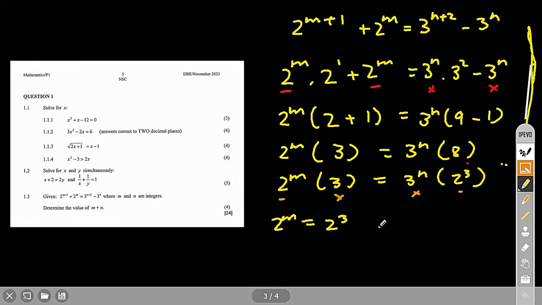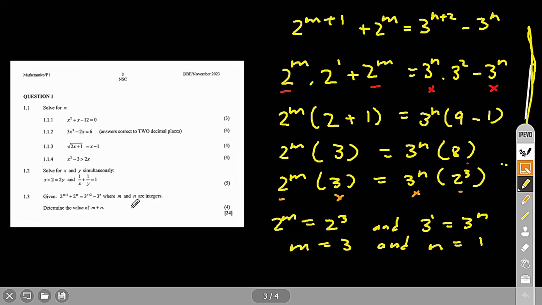You see, and 3 is equals to 3n. So if the bases are the same, the exponents are equal. Here m is equals to 3 and n is, remember there's an invisible one here, so n is equals to 1.